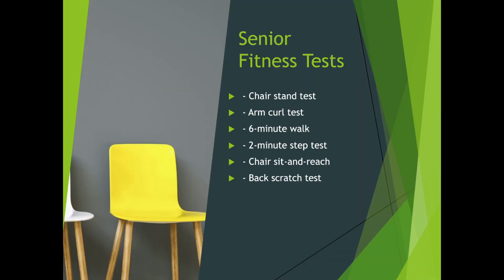Senior fitness tests. For older adults, specialized assessments are used to measure functional ability. The senior fitness test battery includes exercises such as the chair stand, arm curl, 6-minute walk, and flexibility measures like the chair sit and reach. These tests are designed to evaluate whether seniors can maintain independence in their daily lives.